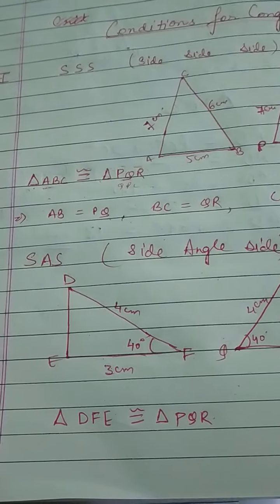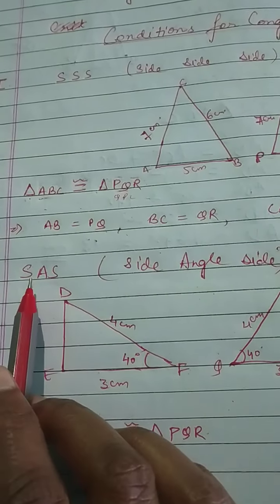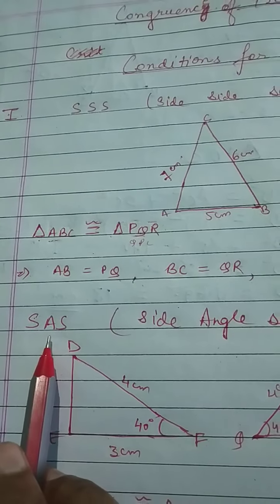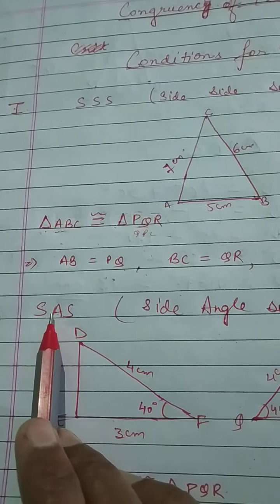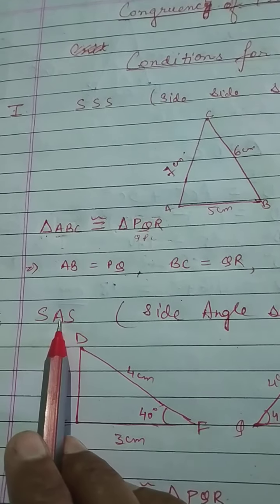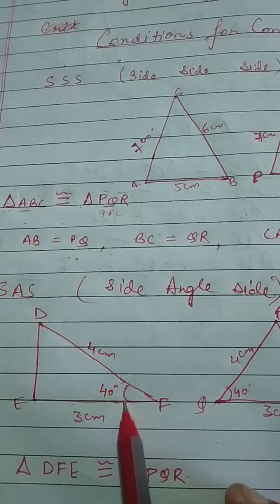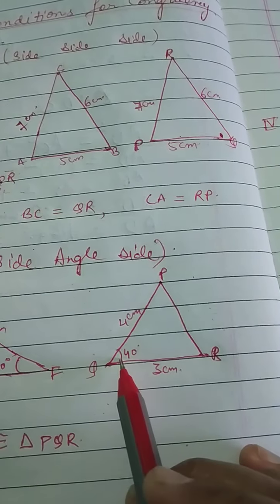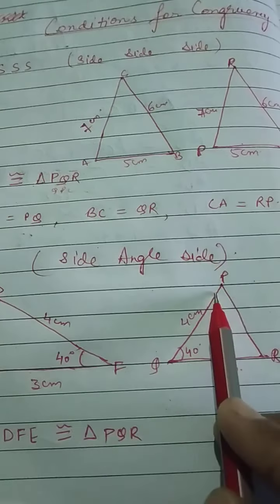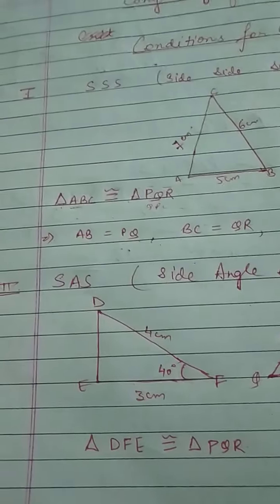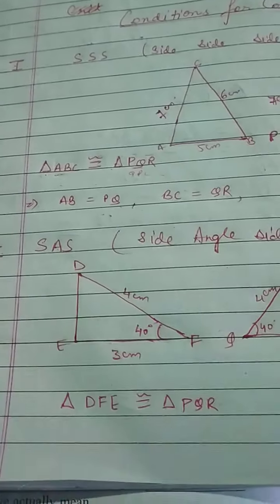it is congruent. In side angle side, you have to keep one thing in mind. This is very important: the angle must be in between the two sides. Okay, you can see this angle is between these two sides. This angle is also between these two sides. Side angle side. Okay, both are congruent by this condition.